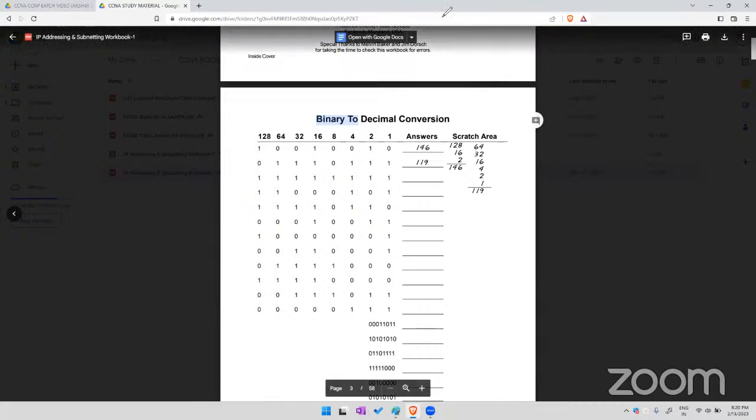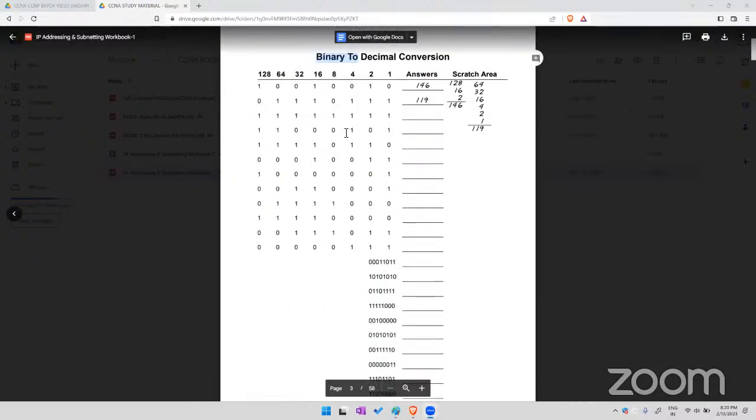For example, we need to crack this one. Right now, verify how many values are on: 64, 32, 16. Okay, 64, 32, and 16. Plus all the values 4, 2, 1. 6 plus 1, 7, 3, 10, and 11. Done. Now 4, 2, 1. So I think plus 7. So how many? 119. Easily you can do it. Some questions are also available in this workbook. So you need to solve this one.